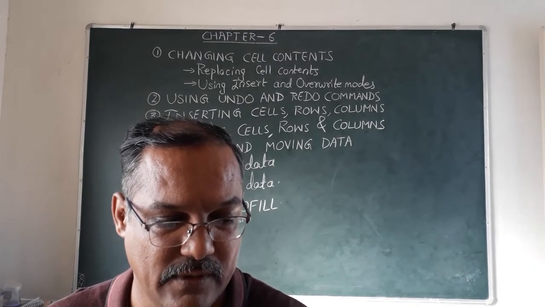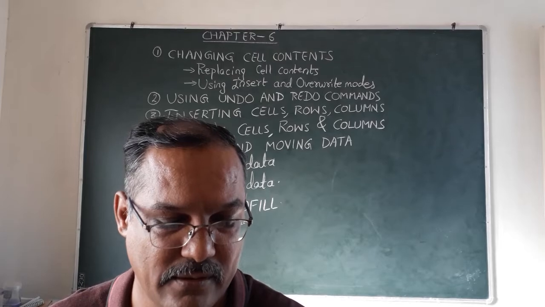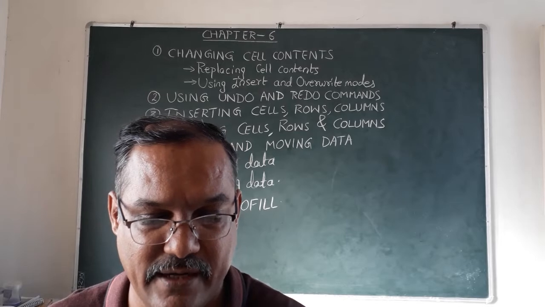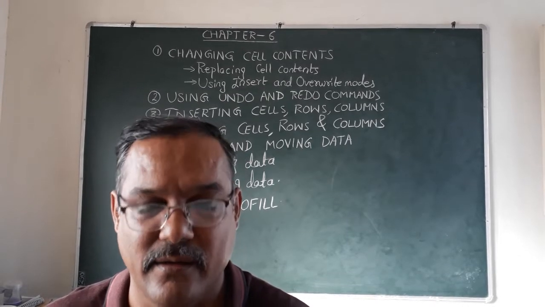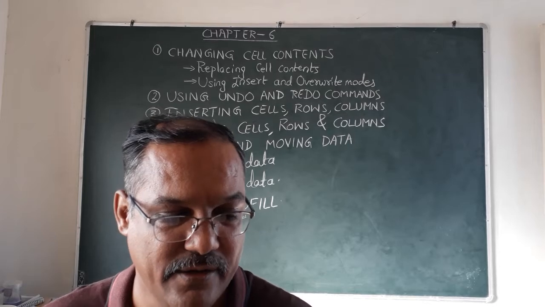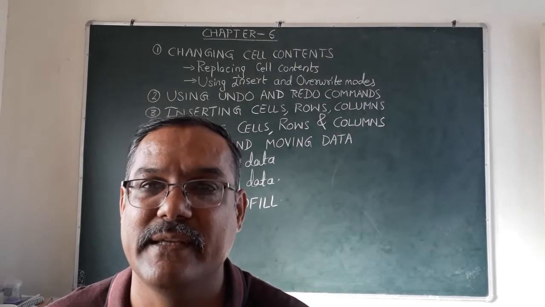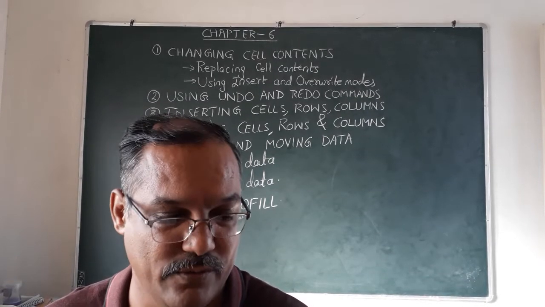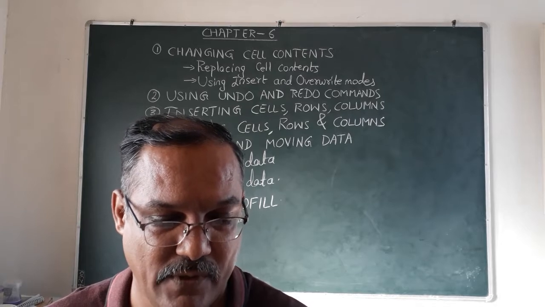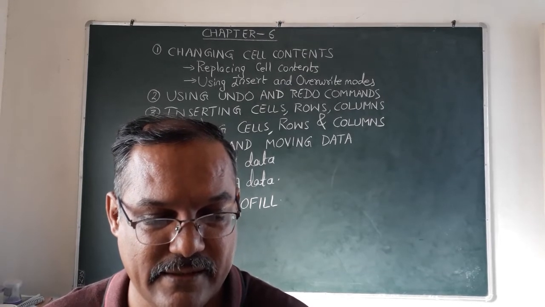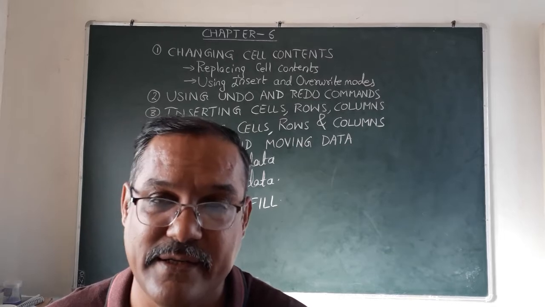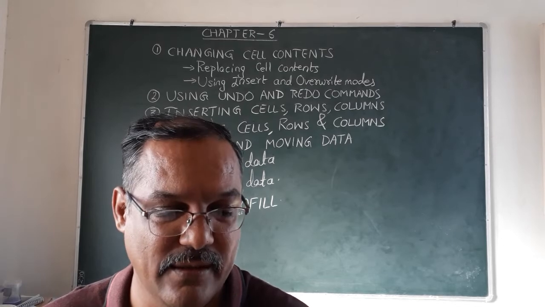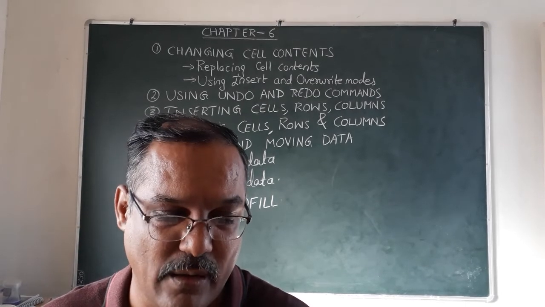Now the shift cells down option inserts a cell in place of the selected cells and shifts the rest of the cells down. Means if you are using the shift cells down option, the rest of the cells will go down and the new cell will be inserted there. But suppose you are using the shift cells right option, then in place of the selected cells a new cell will be inserted there, and the rest of the cells will be shifted towards the right. So that is the basic difference between these two commands.